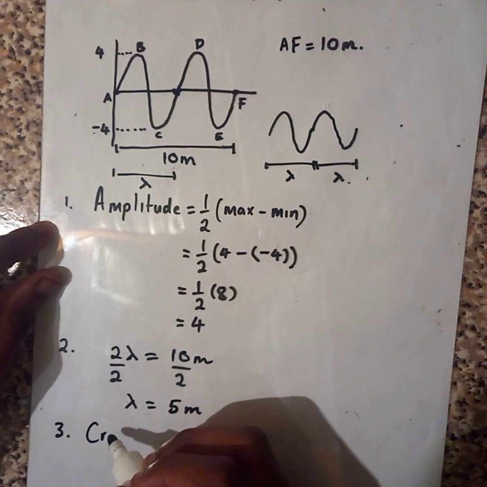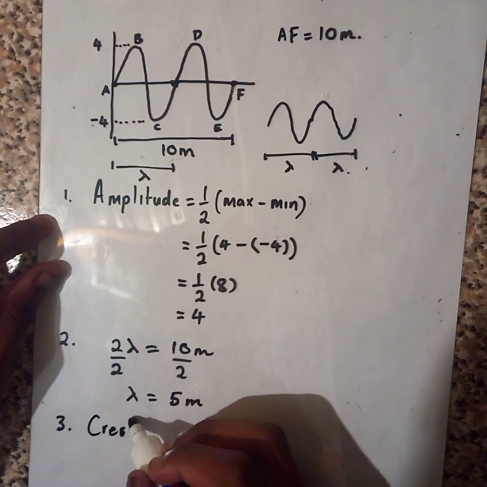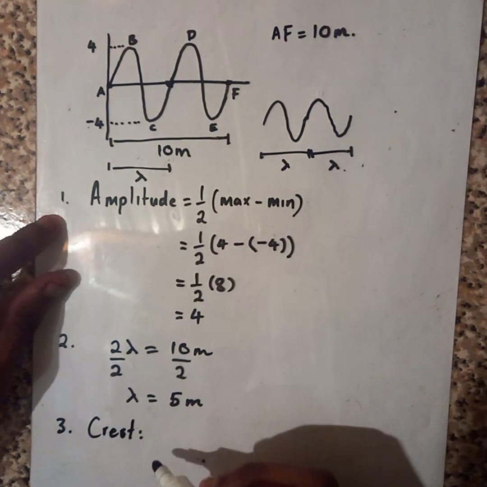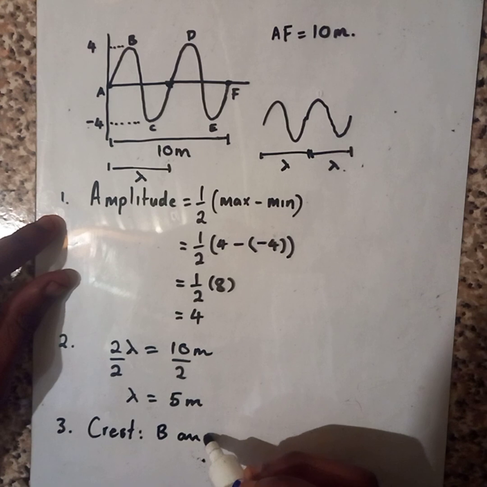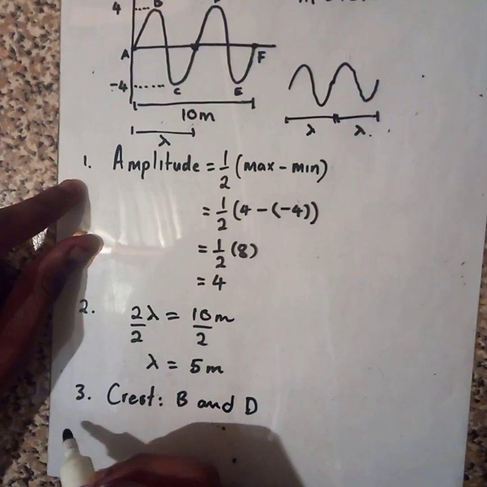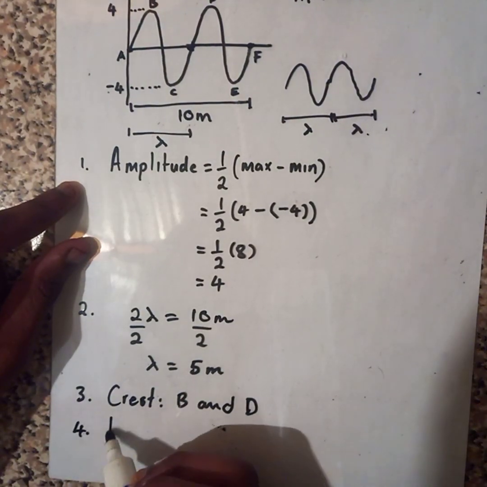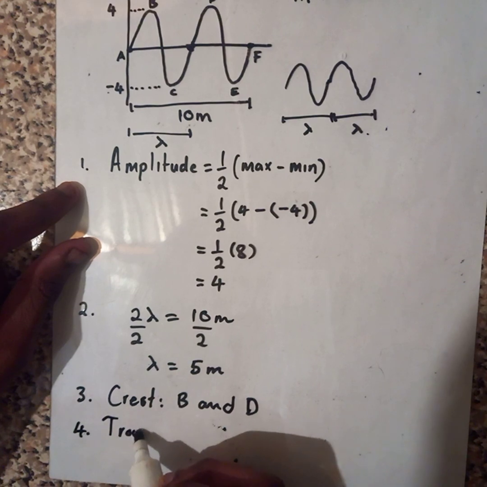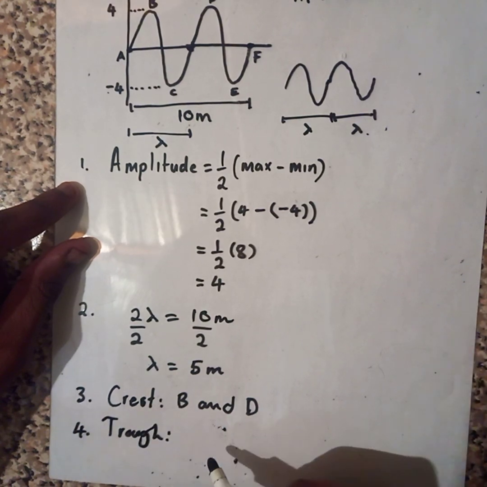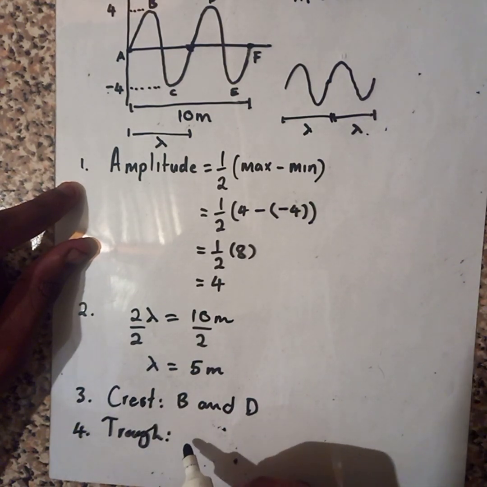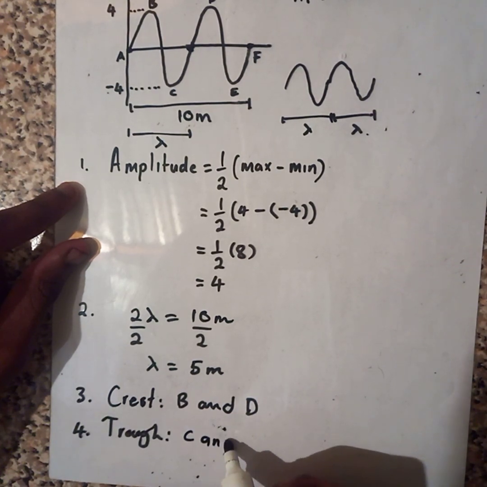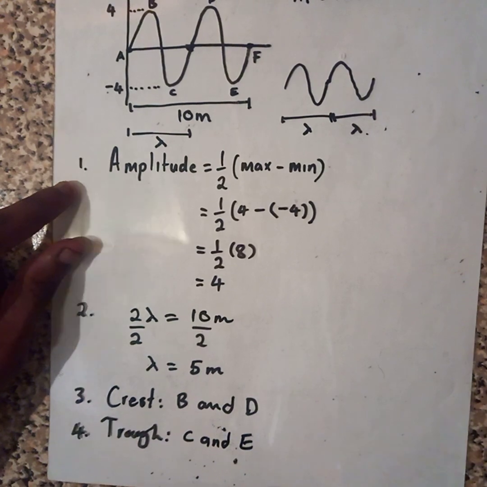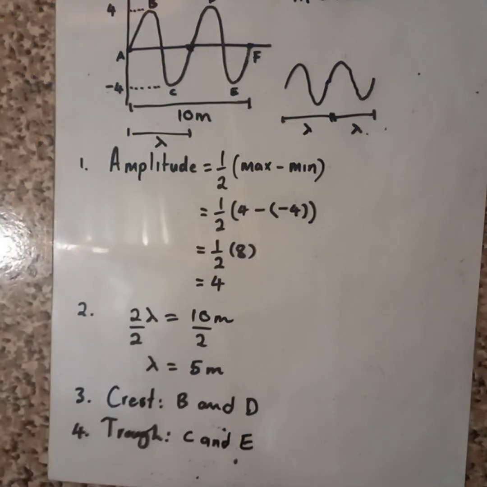3, let me ask you this question. Identify crest from that diagram. Crest, B and D. Then for trough is going to be C and E. You see, it's so simple.